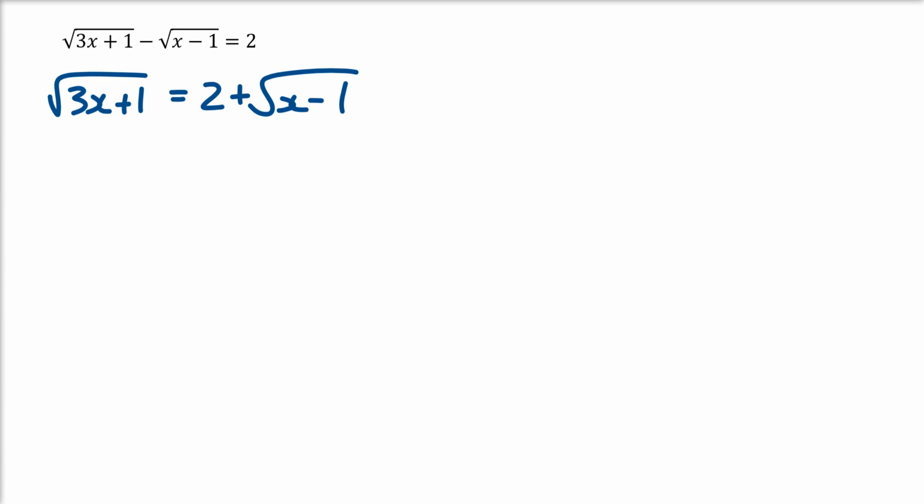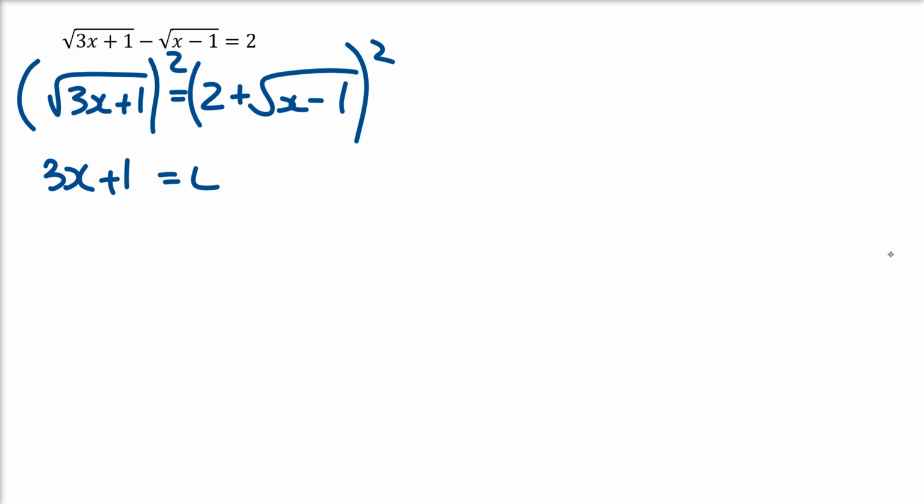Is it the same thing? Now if I square both sides, what am I going to be able to do? Get rid of this root sign, eh? The left hand side is just going to become 3x plus 1. This is going to become 4 plus x minus 1 in brackets over here, plus 2 lots of x minus 1, the root of x minus 1.